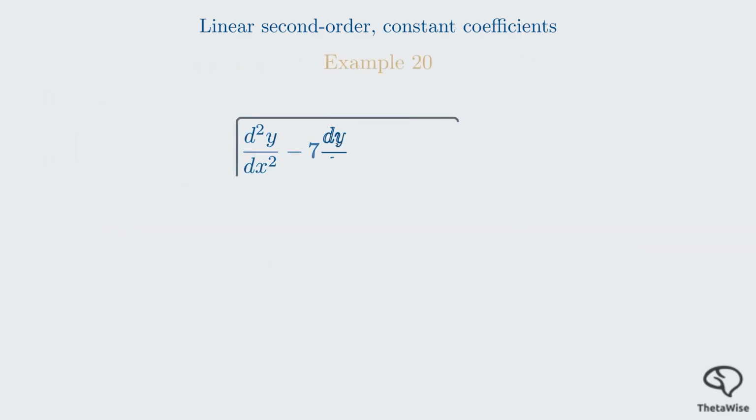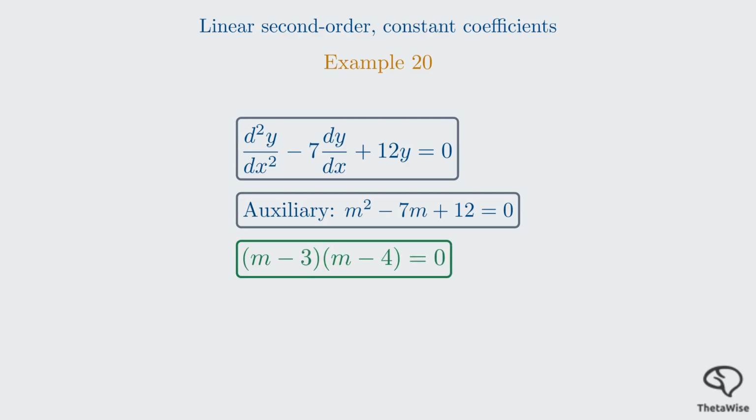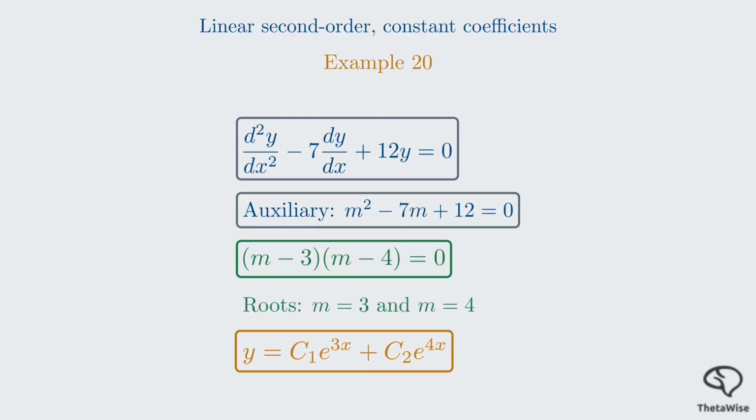For example 20, the equation is d squared y by dx squared minus 7 dy by dx plus 12y equals 0. The auxiliary equation is m squared minus 7m plus 12 equals 0, which factors as (m minus 3)(m minus 4). The roots are 3 and 4, so the solution is y equals c1 e to the 3x plus c2 e to the 4x.